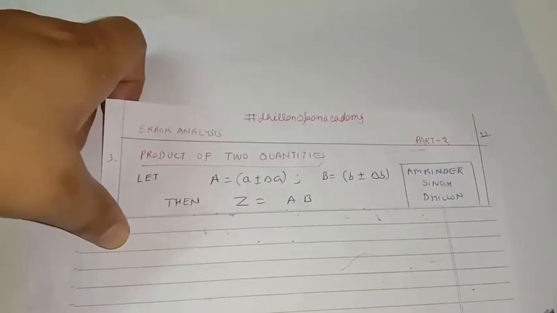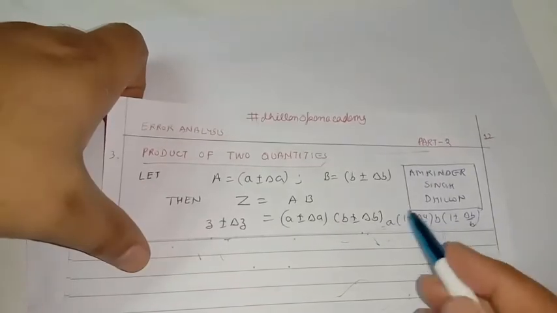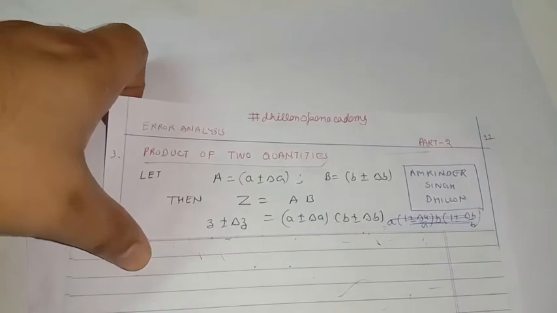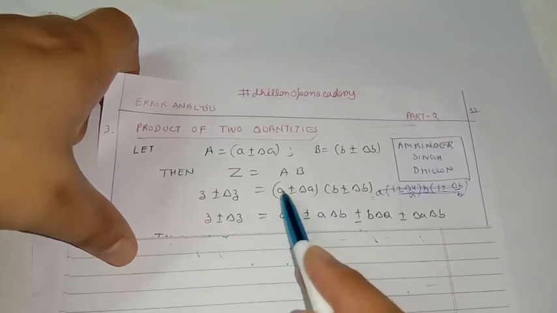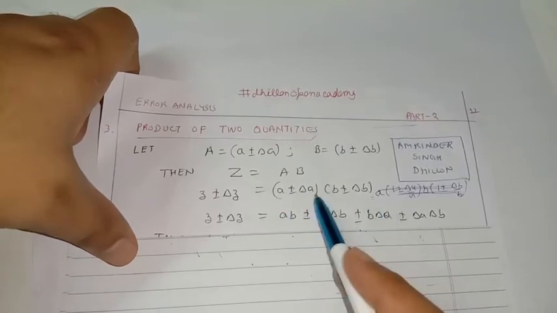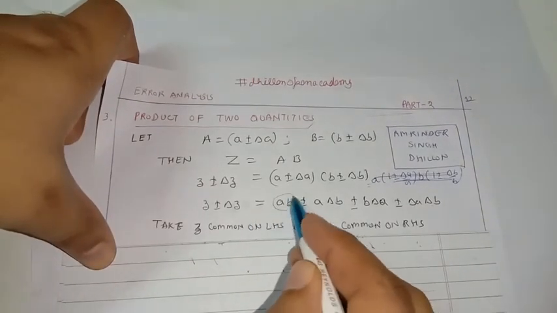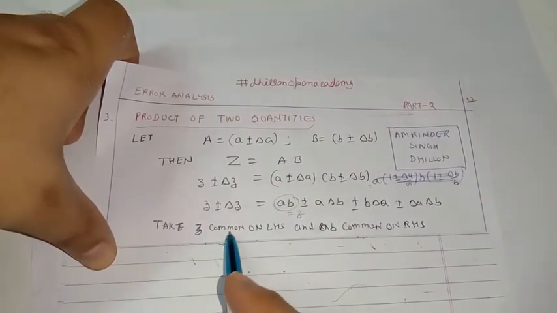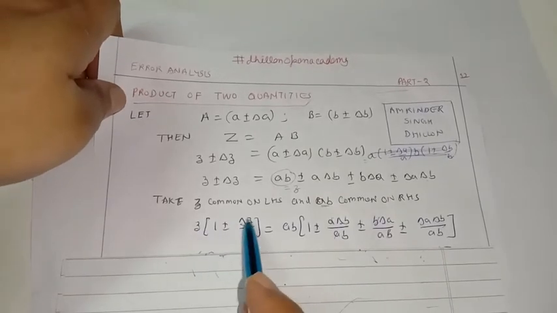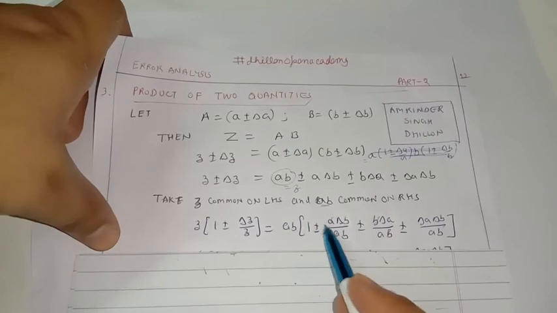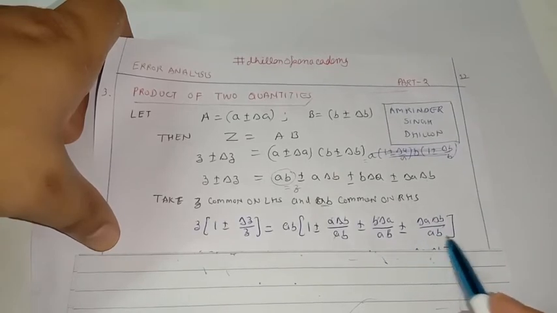In this third case, we are having the product of two quantities, that is Z equal to A into B. So in this case Z plus minus delta Z is equal to A plus minus delta A into B plus minus delta B. After multiplying, we have A into B plus minus A delta B plus minus delta A into B plus minus delta A into delta B. Now if this AB is our Z, we take Z common on the left hand side and AB common on the right hand side, and we have Z into 1 plus minus delta Z over Z equal to AB into 1 plus minus A delta B over AB plus minus B delta A over AB plus minus delta A delta B divided by AB.